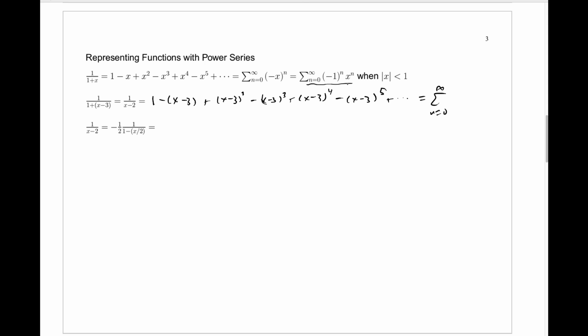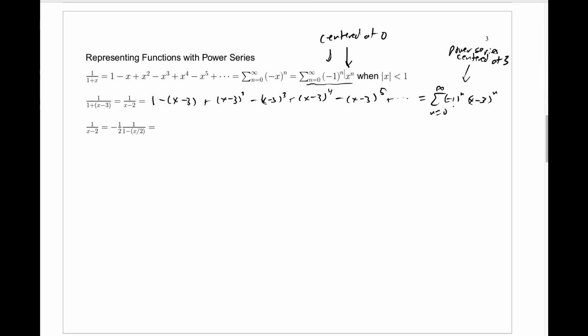I'll work off of this one. I have a minus 1 to the n, and in place of x, I'm putting x minus 3 to the nth power. Now you see, this is a power series centered at 3. All of these earlier examples were centered at 0. That's when you see this x to the n. That's the same as x minus 0 to the nth power. Those are the simplest to deal with in most cases, but sometimes you want to deal with a power series centered somewhere other than at 0.